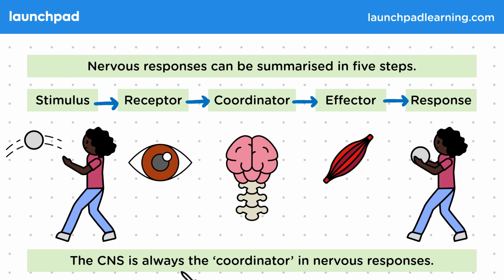The CNS is always the coordinator in nervous responses. It's important that you know that the central nervous system is always the coordinator in nervous responses.